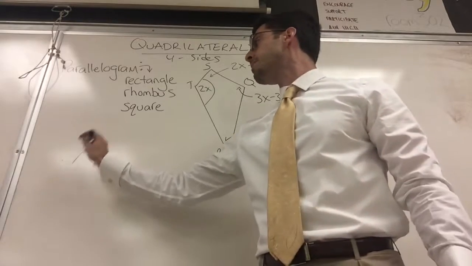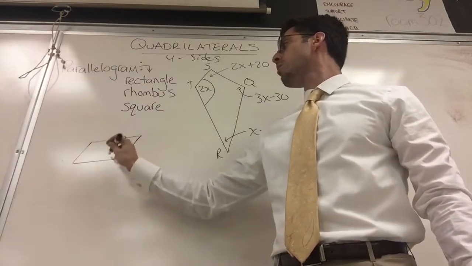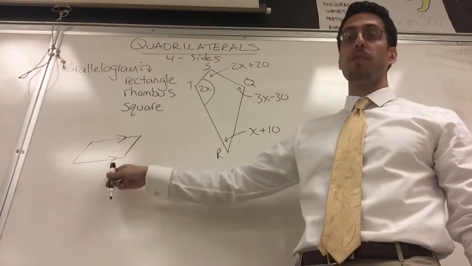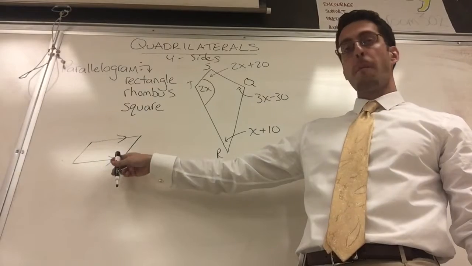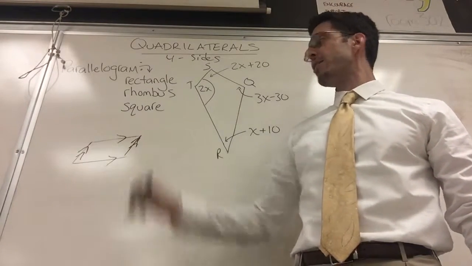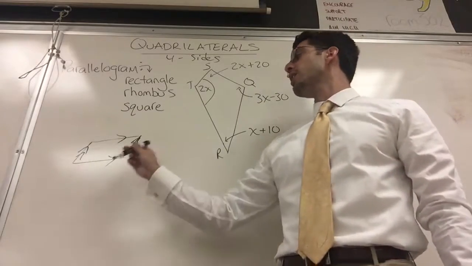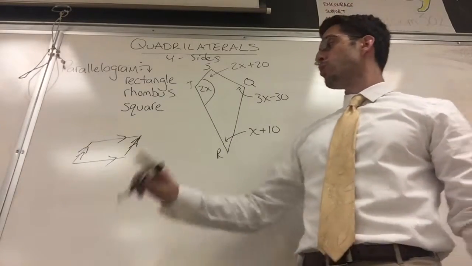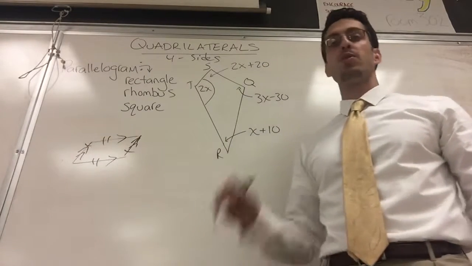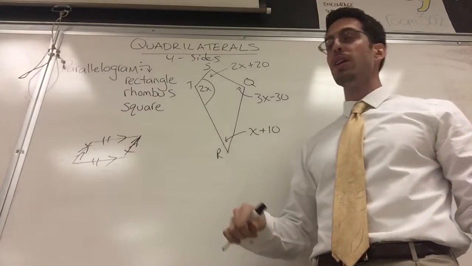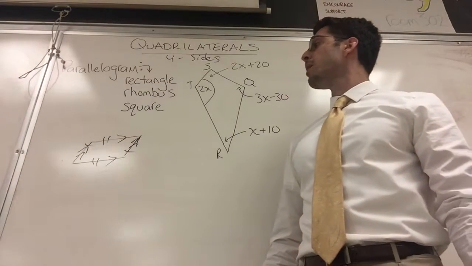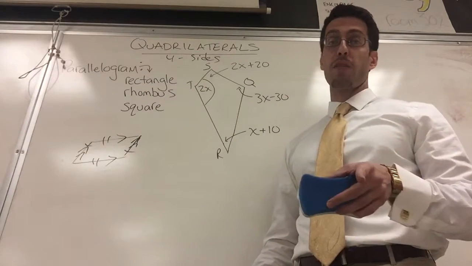Definition of a parallelogram: two pairs of opposite sides are parallel. So this pair is parallel, and this pair is parallel. All right? And that's a parallelogram. What you should also know is that this is congruent to this, and this is congruent to this. So not only are the pairs parallel, but the pairs are congruent as well. Pair meaning two, not pair the fruit.